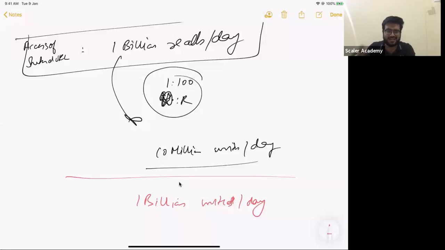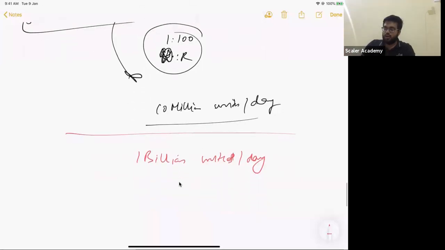But in an interview, you should not be assuming this. Just for the sake of understanding big numbers, let's actually use 1 billion writes per day. Cool. Now you have 1 billion writes per day. Yeah, it's a $1 billion company, so let's assume it has 1 billion writes per day.